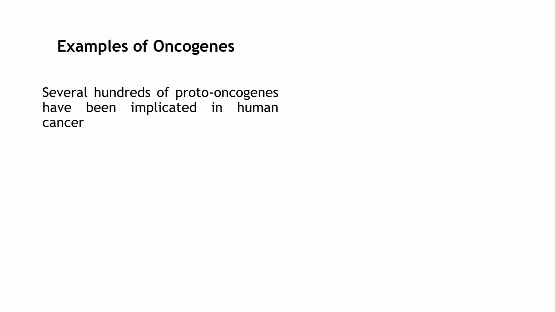Now let's talk about some examples of oncogenes. In the textbook you will find hundreds, and maybe there are more, and they depend on the context of the cellular environment. It's not so simple, but you need to remember at least these three. There are several hundred oncogenes that have been implicated in human cancer.